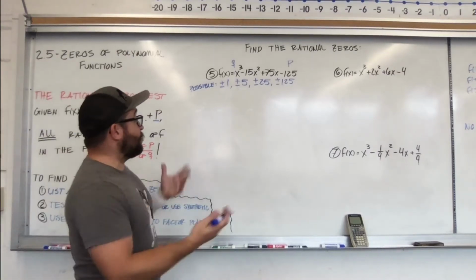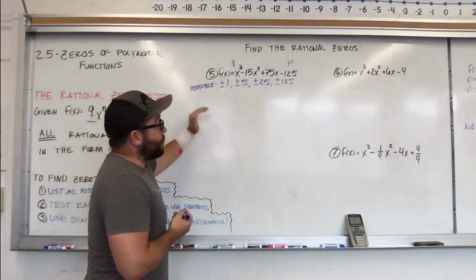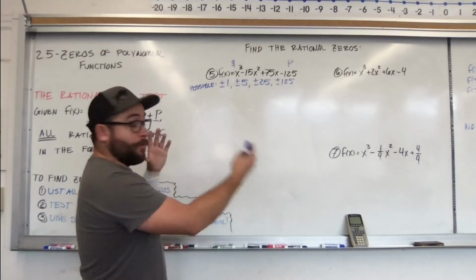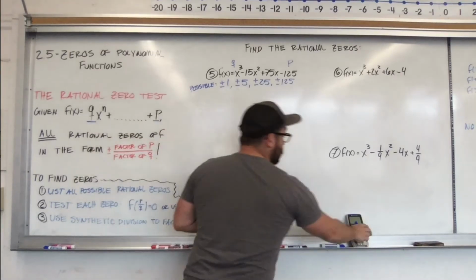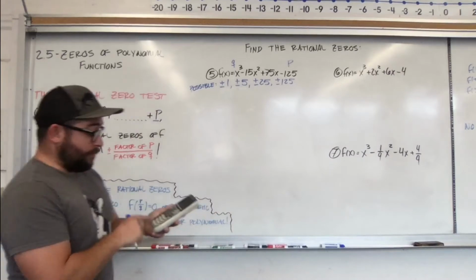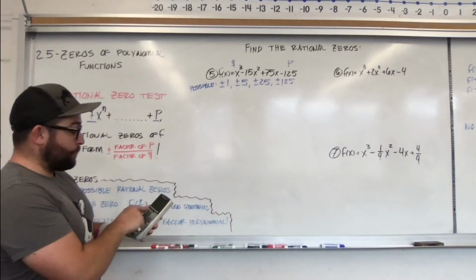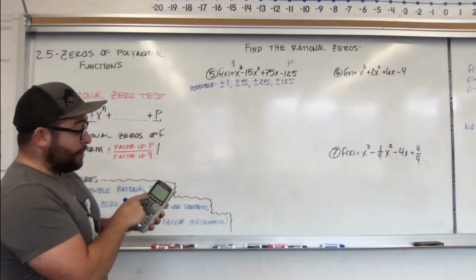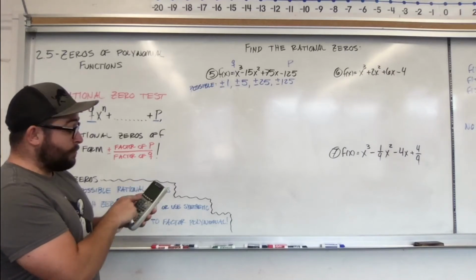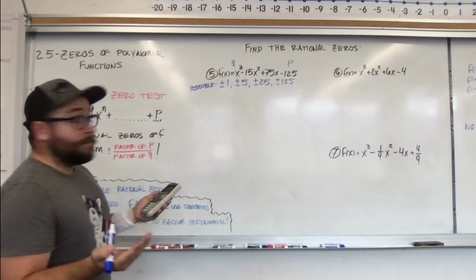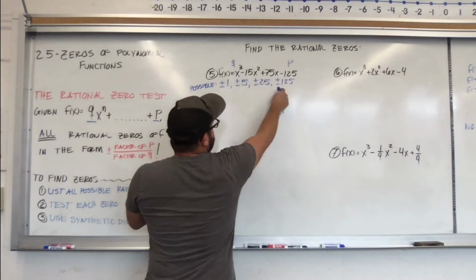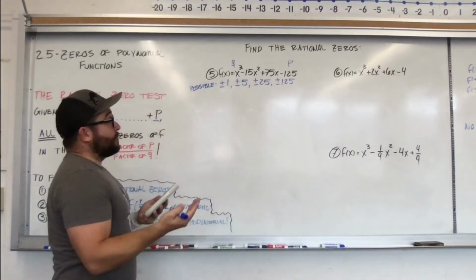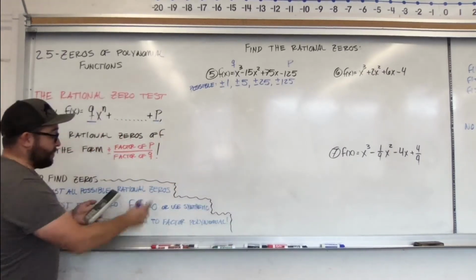We could do guess and check and do synthetic division over and over until we get a remainder of 0. But we have calculators for a reason, right? We can speed up that process. So on your calculator, you can input your function with the y equals, go to second table, and we can just test these values until we find one that works. Then we'll do synthetic division.